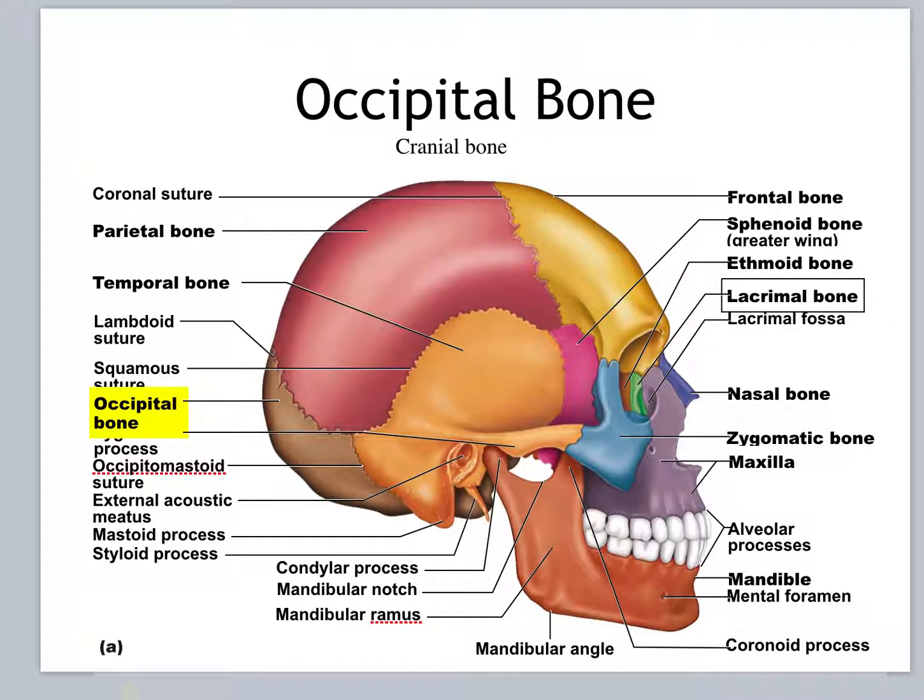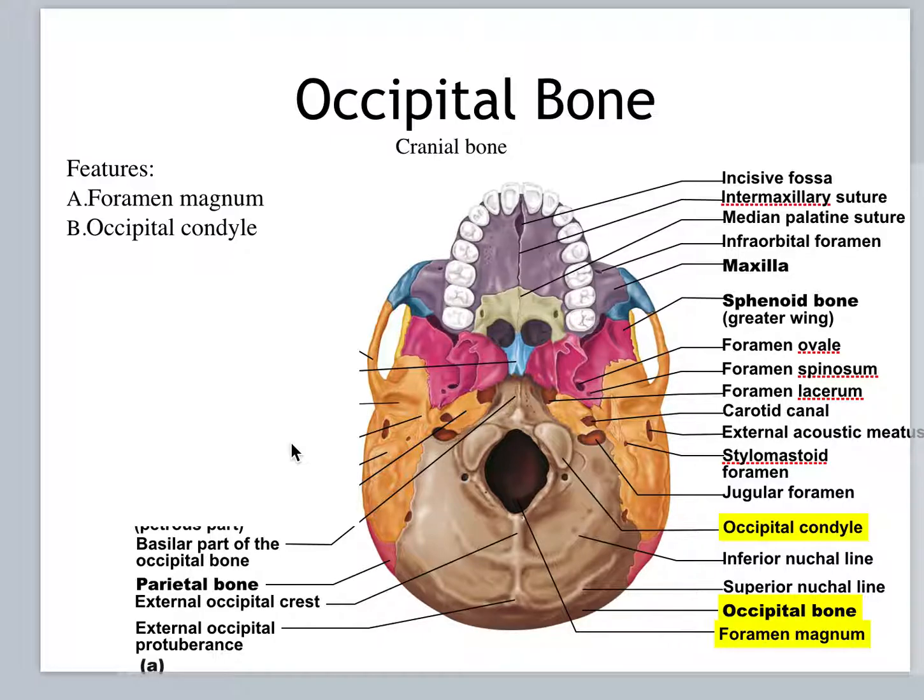Occipital bone is next. Occipital bone, you recall from the second lecture, the occipital area is the back of the skull. Occipital bone is here in the back of the skull. It's colored brown on the slide. Two prominences are important for the occipital bone.